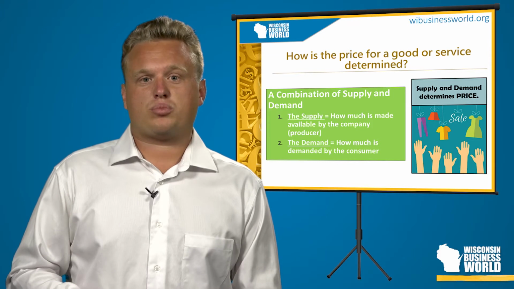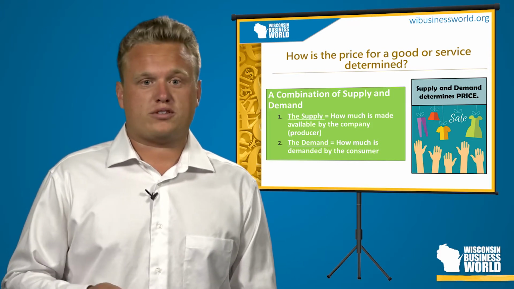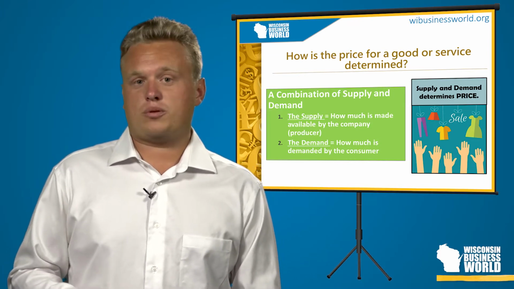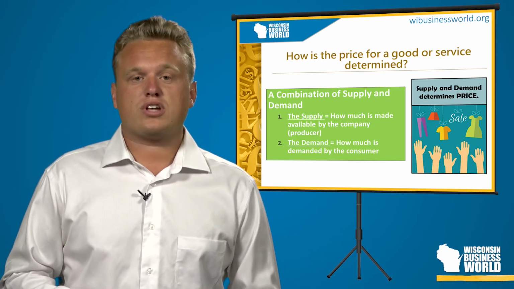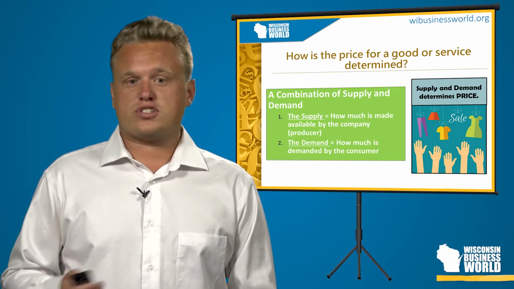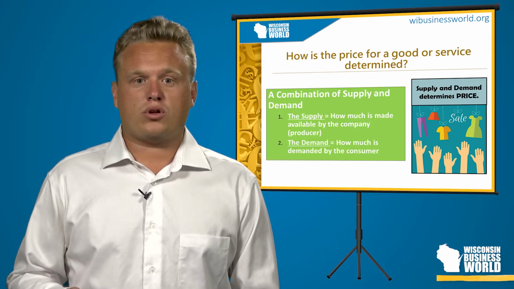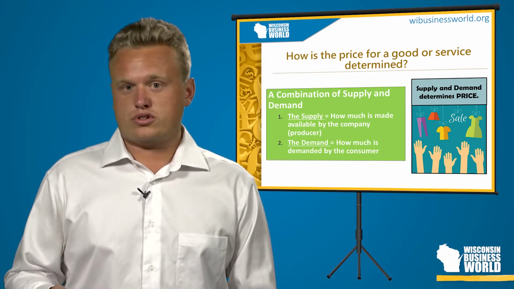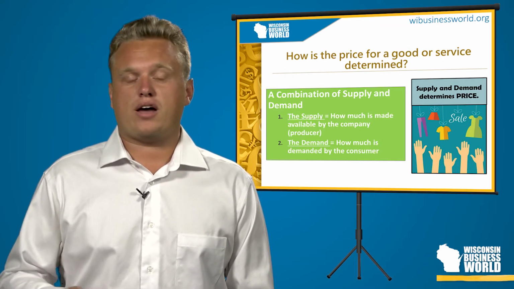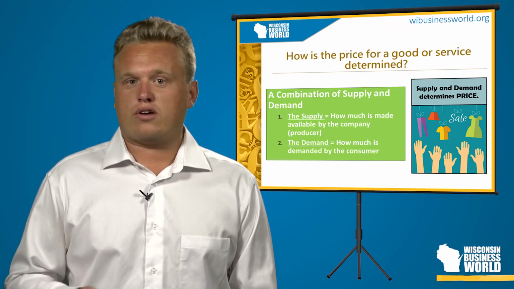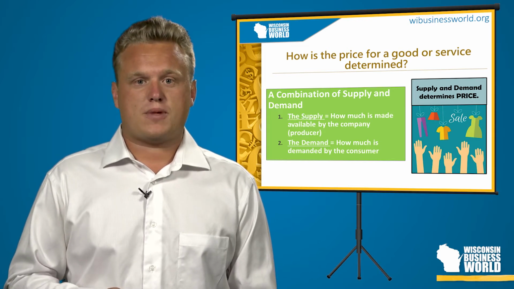So how is the price for a good or service determined? That is determined by a combination of supply and demand. So there's two sides to an economic equation. First, the supply. How much is made available by companies or producers? And then the second side is the demand. How much is demanded by the consumer, us, people going out and spending our money in the economy?